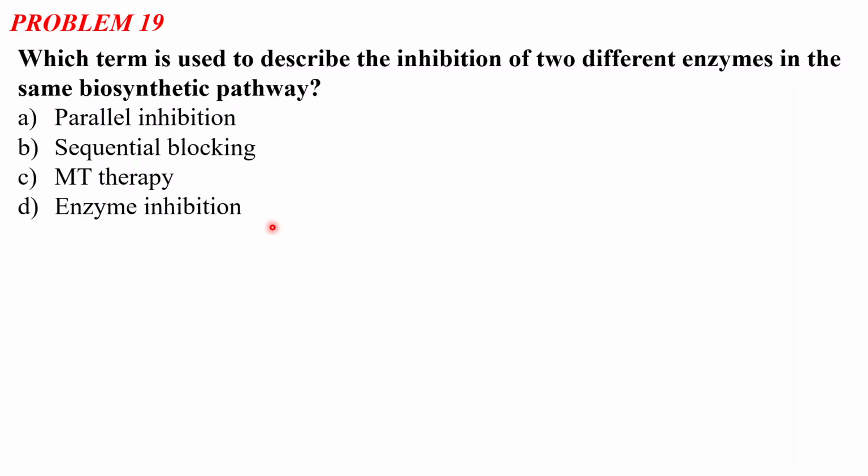Which term is used to describe the inhibition of two different enzymes in the same biosynthetic pathway? Let me know A, B, C, or D. Which of the following will be the correct answer? Parallel inhibition, sequential blocking, empty therapy, or enzyme inhibition?